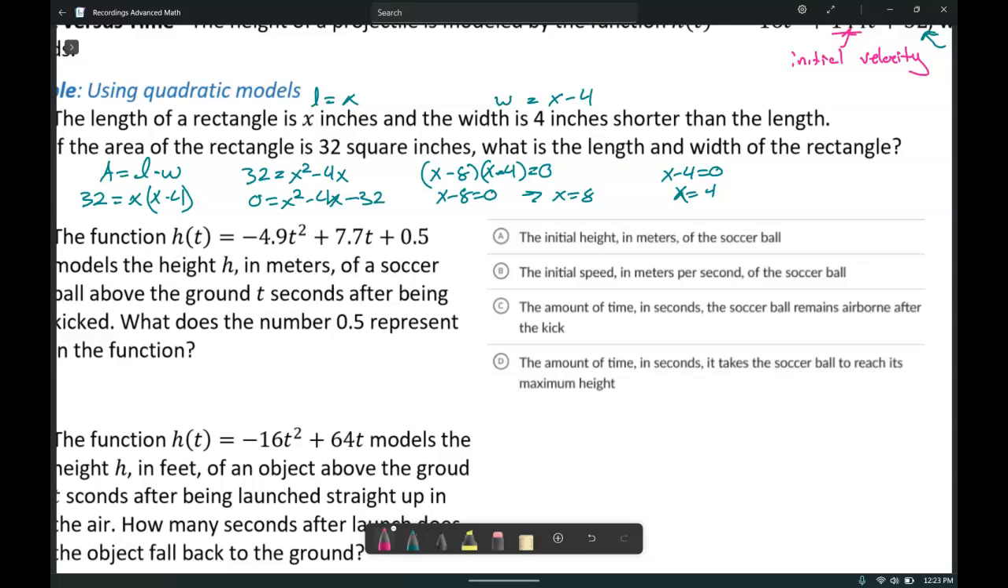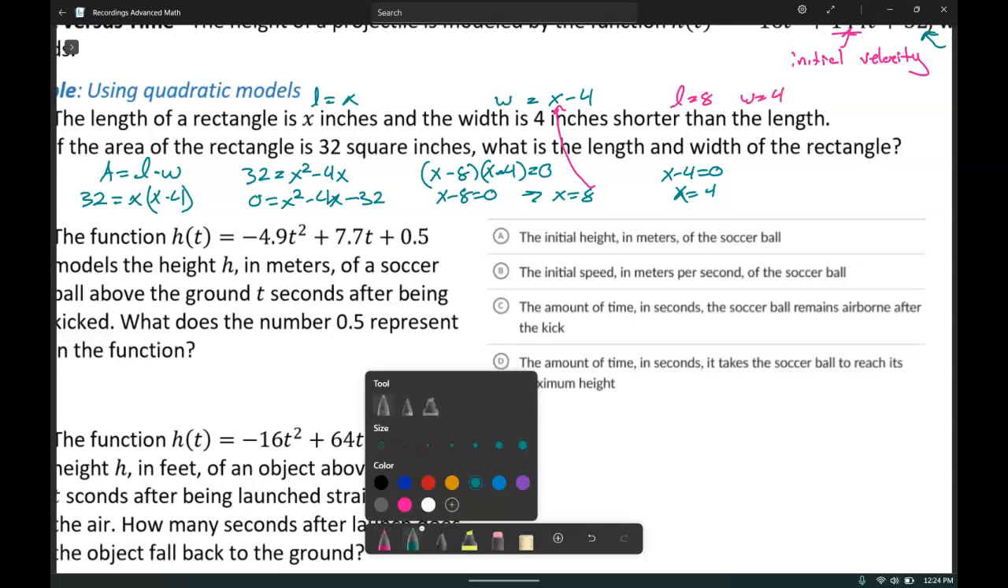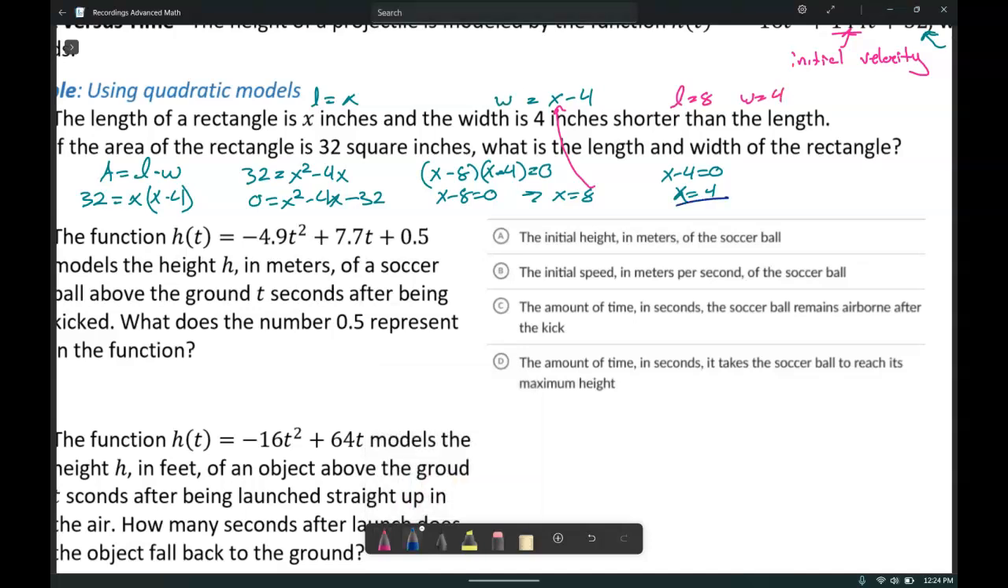Well, if x was 8, my width is 4 inches less. So if my length is 8, then my width is 4. If I try to use 4, if my length was 4, my width would be 4 less, which is 0, and that doesn't work. So we know that length has to be equal to 8 inches, and width has to be equal to 4.